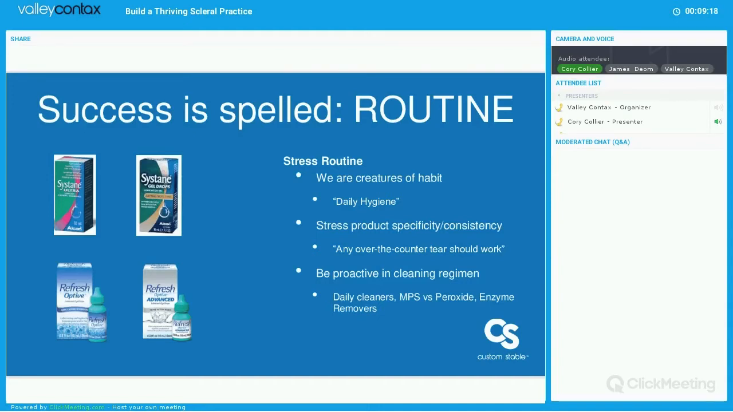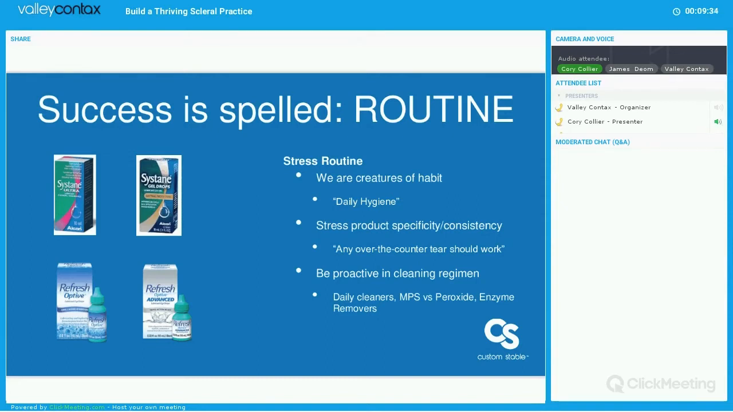I do not like the saying of "any over-the-counter tears should work," and I hear patients tell me that all the time, that their doctor just told them to grab something off the shelf. And I think that the more we know about what our patients are putting in their eyes, the better we're going to be able to manage them.